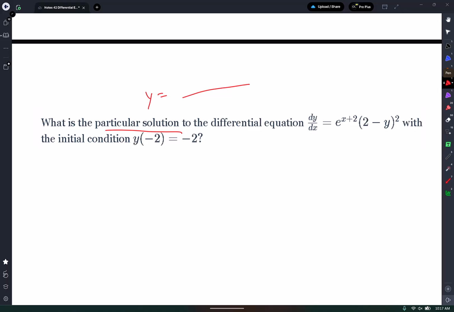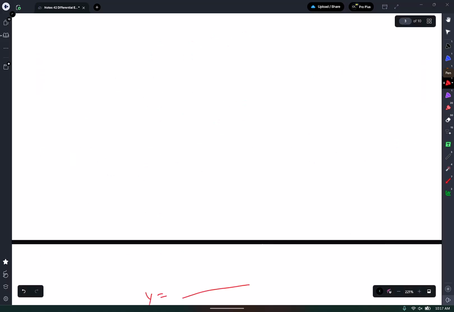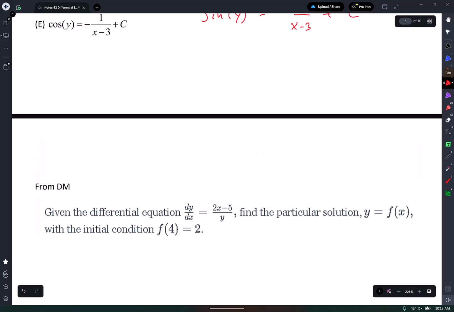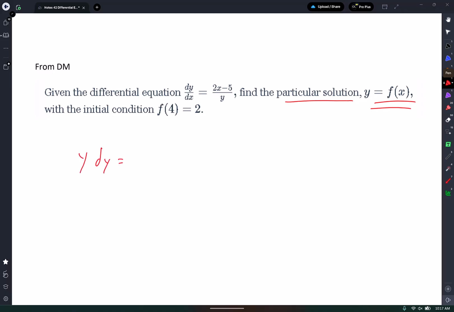Ready? Group the x's with the x's and the y's with the y's. Oh, I skipped the first question? Dang, okay. I didn't mean to, sorry. Given the differential equation dy dx, find a particular solution. Particular solution, so they want f of x equals something. All right, you guys ready? X with the x's, y with the y's. Y dy equals times dx. So I like to put a parenthesis on it. You don't have to put a parenthesis, but definitely put the dx at the end.